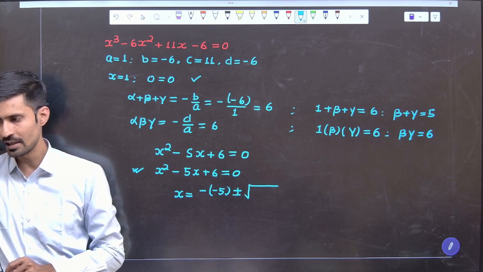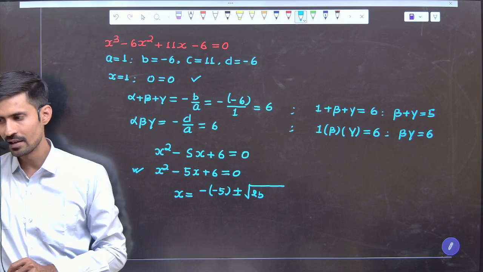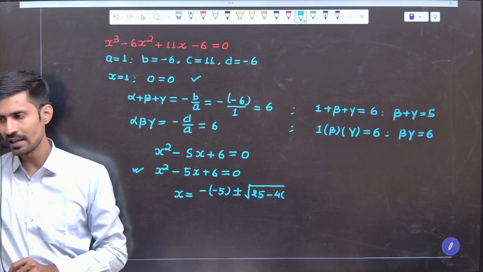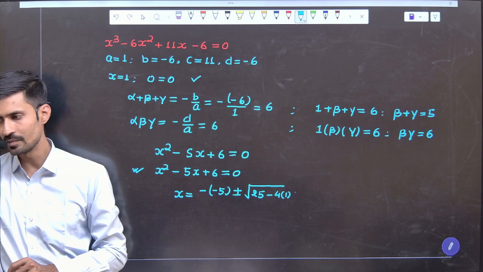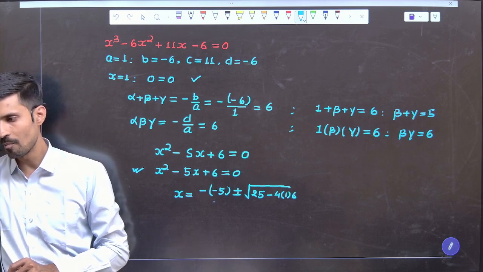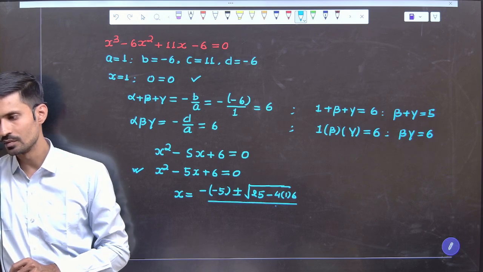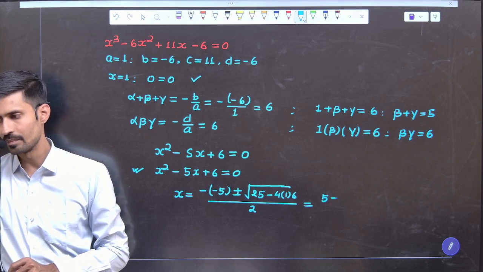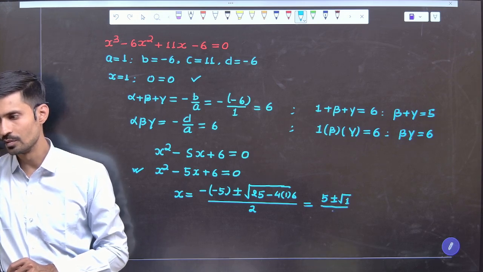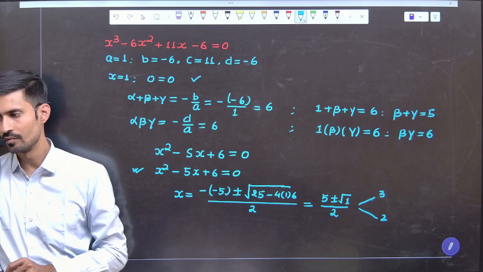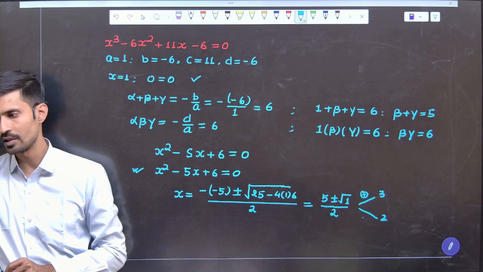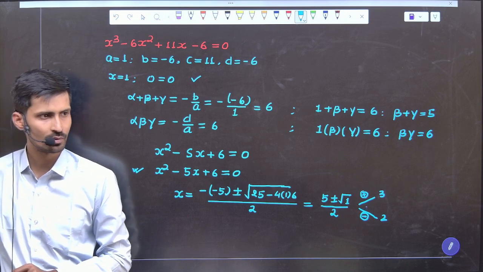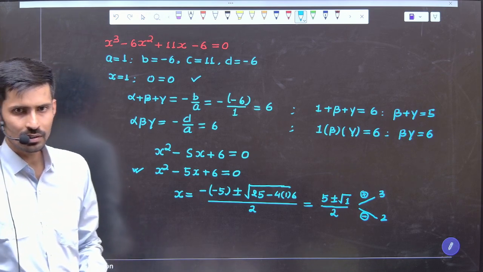Plus minus root under b square, that is 25, minus 4 into a is 1 into c is 6, upon 2a, which is 2. So that is 5 plus minus root 1 by 2. That will go 3 and that will go 2. When you take plus sign, that will become 6 by 2. When you take minus sign, that will become 4 by 2. Got 1, 2, 3.